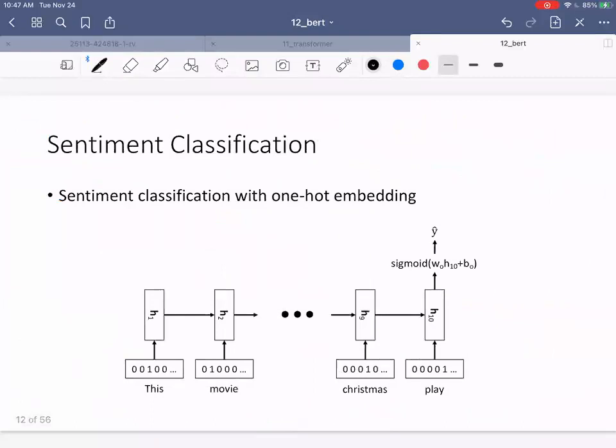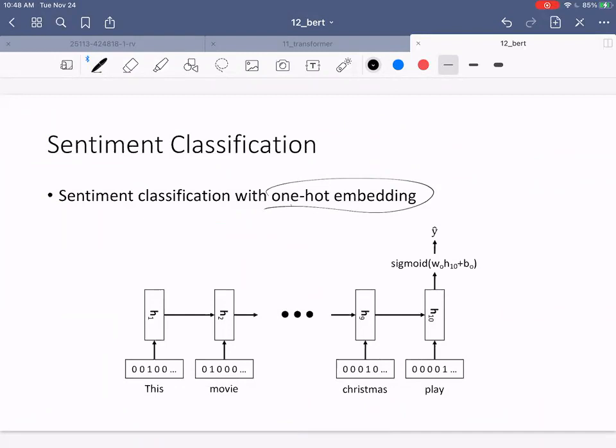Let's say that you want to use it in a downstream task, and the downstream task is sentiment classification. When you're using one-hot embedding and you have an LSTM, simply an LSTM-based sentiment classification, we've already seen this example. So this movie is as impressive as Christmas Play.